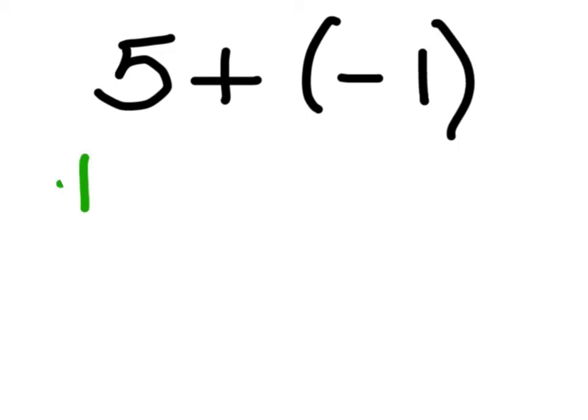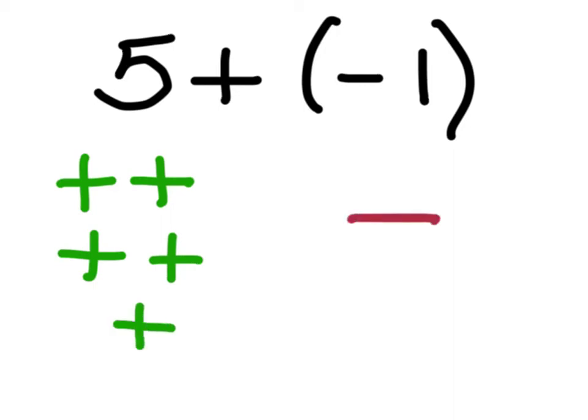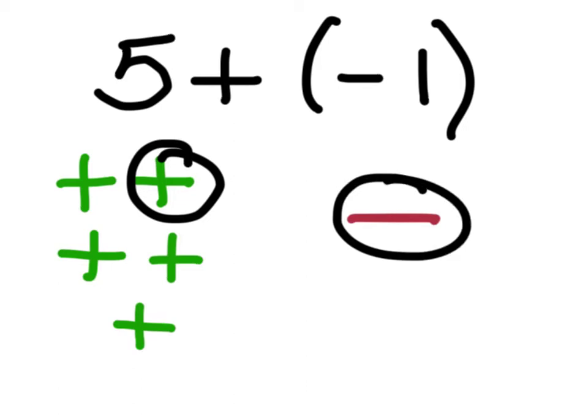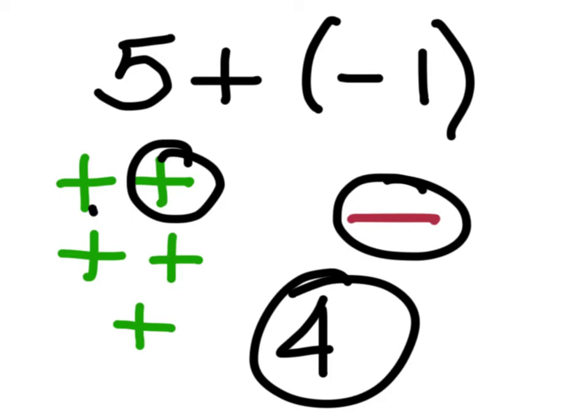If I had 5 plus a negative 1, I have 5 plus signs and 1 negative sign. If I match up what I have, what's left over? The answer should be 4 because you have 4 positive signs left over.